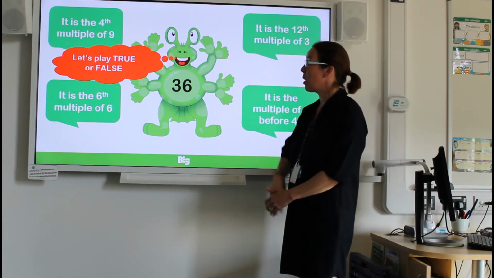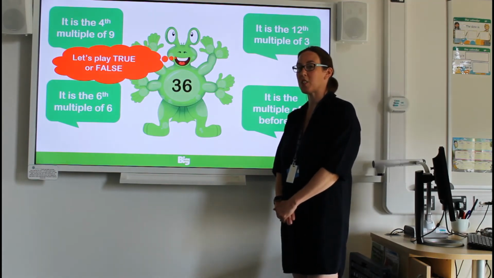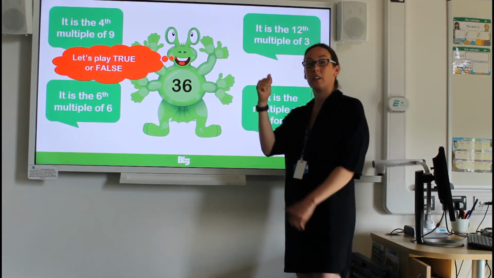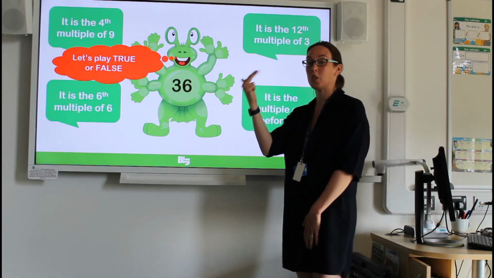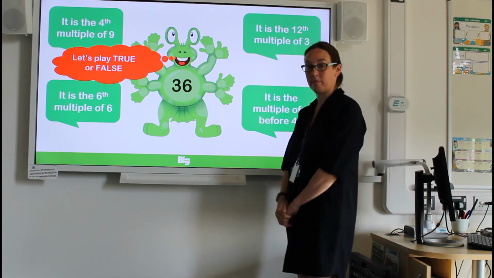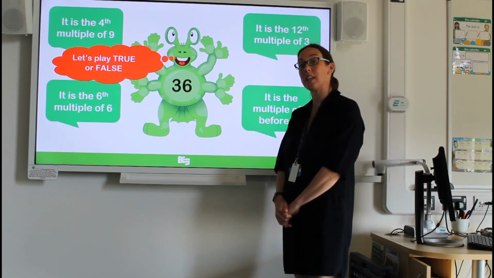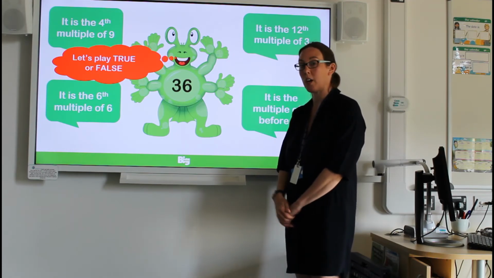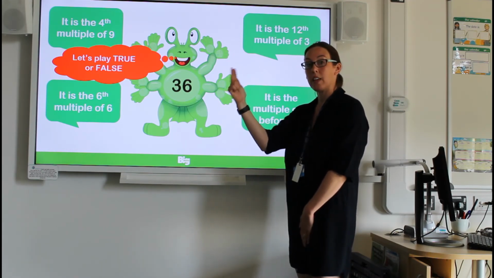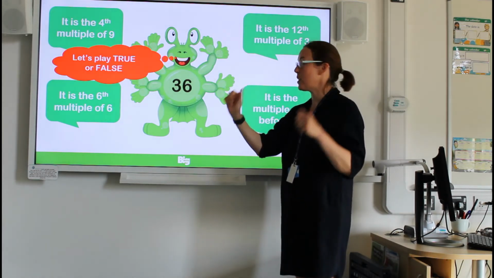It is the 4th multiple of 9. Let's do our 9 times table, shall we? Let's challenge ourselves a little bit. So, 9, 18, 27, 36. That is true. It is the 6th multiple of 6. 6 times tables, let's go. 6, 12, 18, 24, 30, 36.